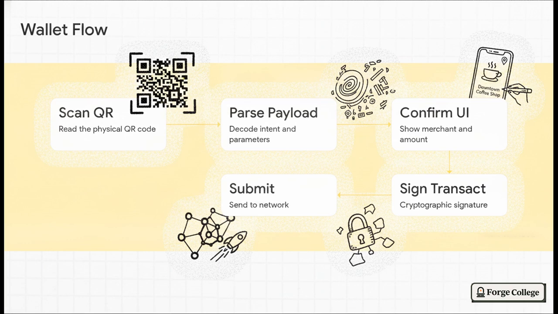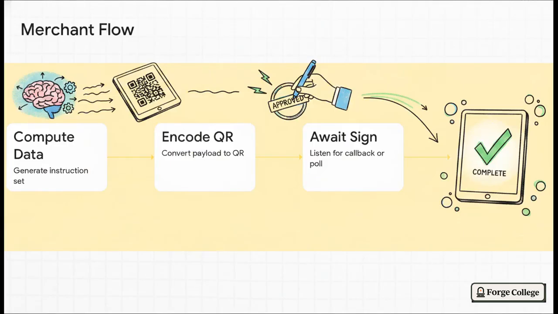Your payload has to surface clear merchant metadata so that when that UI pops up, the customer sees downtown coffee shop and instinctively trusts the transaction they're about to approve. Now let's flip it back to your perspective as the merchant. Your tablet terminal has 4 main jobs.